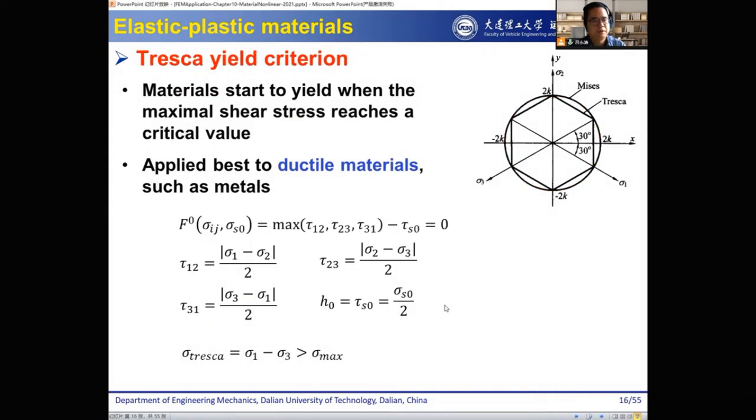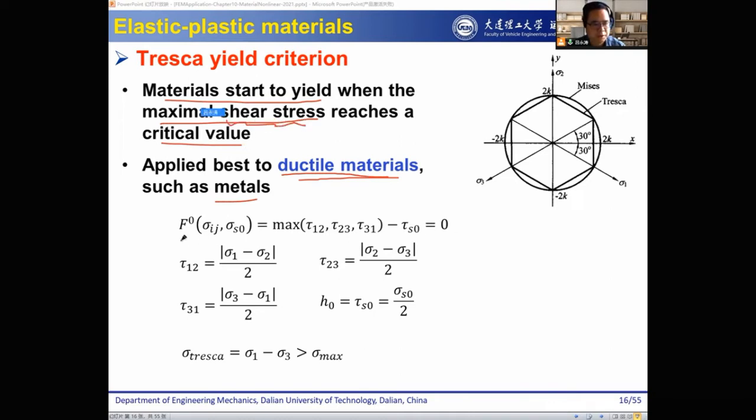And then the second yield criteria, the Tresca yield criteria, is also applied to ductile material. It's also for metal. Then we should know the difference between the Tresca yield criteria and the Von Mises yield criteria. The definition of the Tresca yield criteria is that the material starts to yield when the maximum shear stress reaches a critical value. So we judge by checking the maximum shear stress.